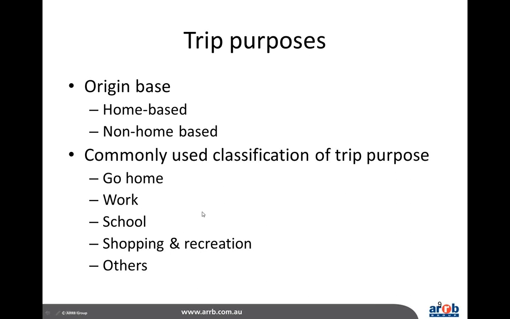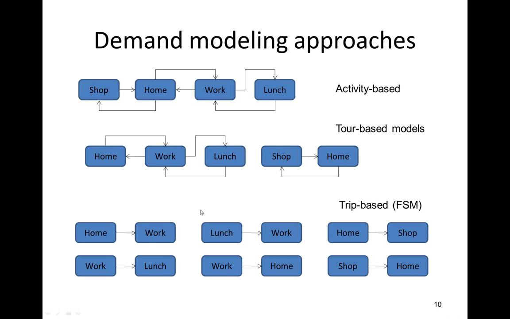differentiate between trip purpose. And there are basically three ways we can model this trip purpose in the sense of trip chaining. So the most accurate one is what we call activity-based models. Activity-based models trace the activity of the traveler or the agent from home to work to lunch to work to home and shop and so on.